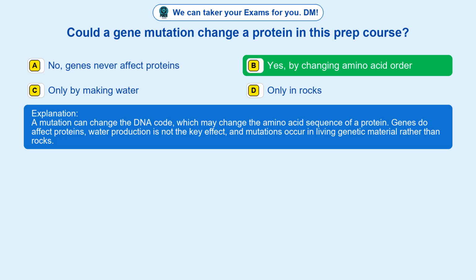A mutation can change the DNA code, which may change the amino acid sequence of a protein. Genes do affect proteins, water production is not the key effect, and mutations occur in living genetic material rather than rocks.